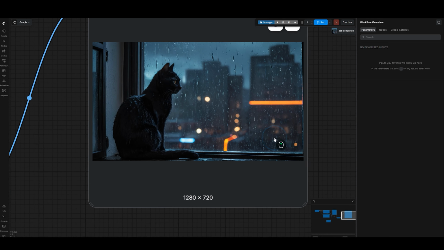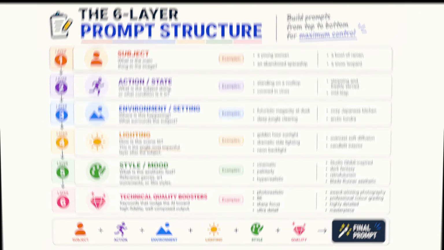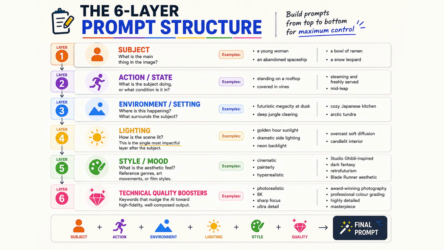One important rule: order matters. ComfyUI's clip encoder gives higher weight to concepts that appear earlier in the prompt. This means your most important elements should always come first. Subject first, setting second, style and quality keywords last. If you put photorealistic 8K at the start, the AI treats rendering quality as more important than your subject, and you get technically sharp images of nothing in particular.